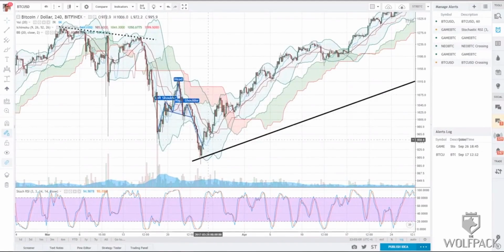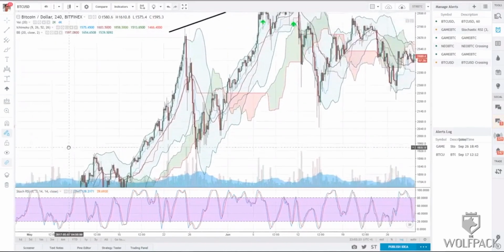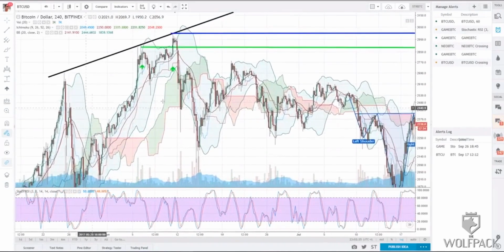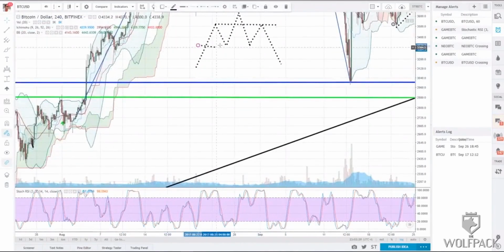An inverse head and shoulders, bullish reversal. Regular head and shoulders is a bearish reversal. So then it comes up, creates a bearish head and shoulders, and then it comes back down due to the right shoulder filling out. All right, so that's that. Let's talk about rising wedge and falling wedge.